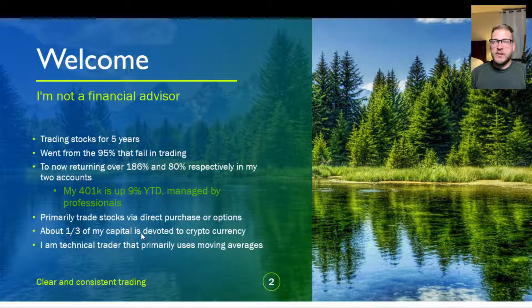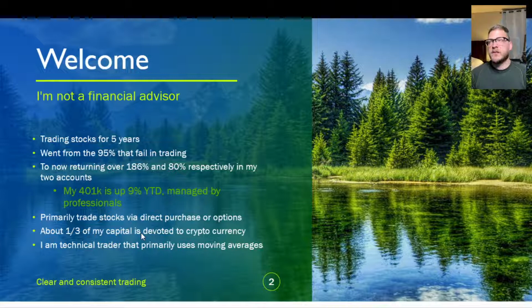I currently have two accounts. One is on TD Ameritrade, and the other one is still on Robinhood. My Robinhood account has grossed 186% this year. It's upwards of a few 100% in the last 3 months, and then my larger account, TD Ameritrade, is about 80% respectively. For comparison, my 401k that's managed by my previous company by a bunch of professionals is up 9% year to date.